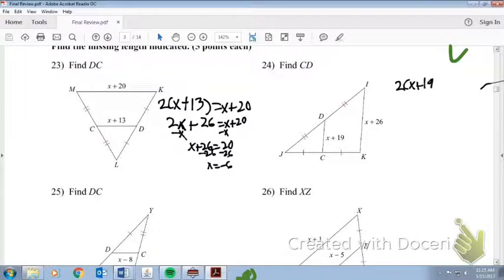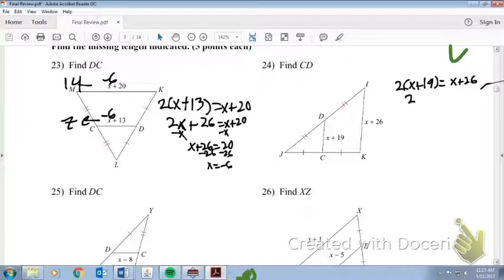Now, for some reason, I started on the other one before plugging x back in to CD. And I get 13 minus 6, or CD or DC, equals 7. Now, if I double that, the top one should be 14. I go 20 minus 6, I get 14. That means I did it right.